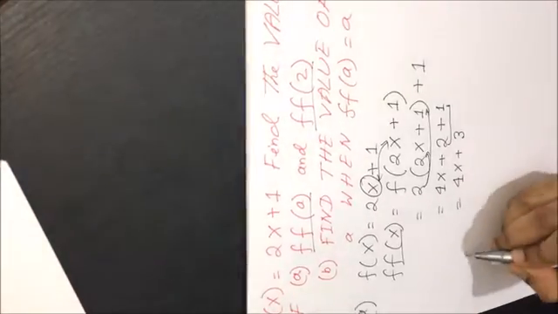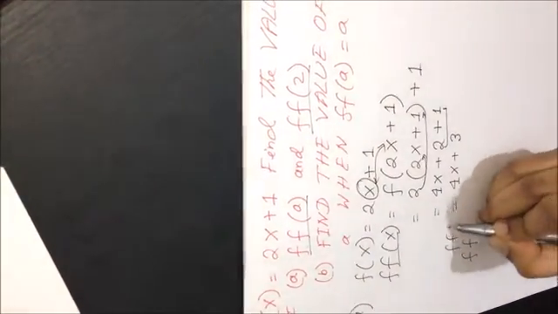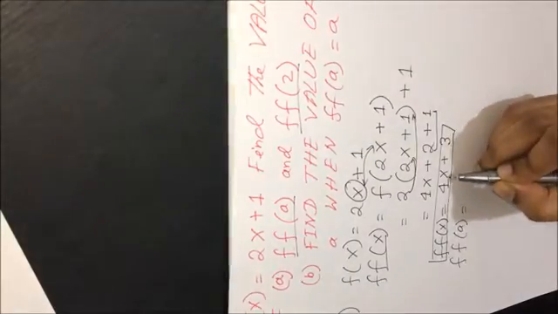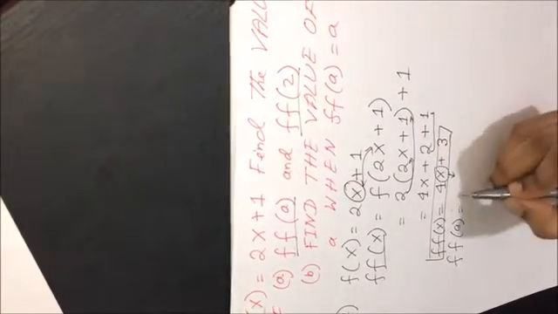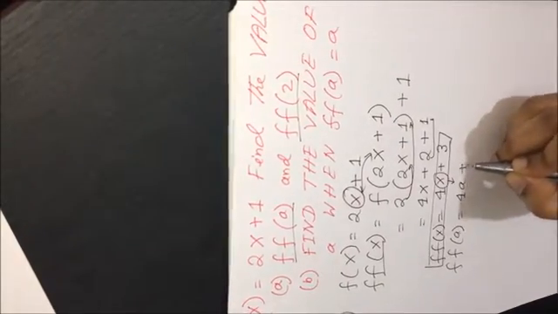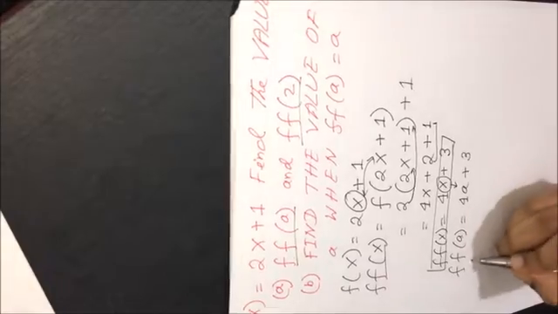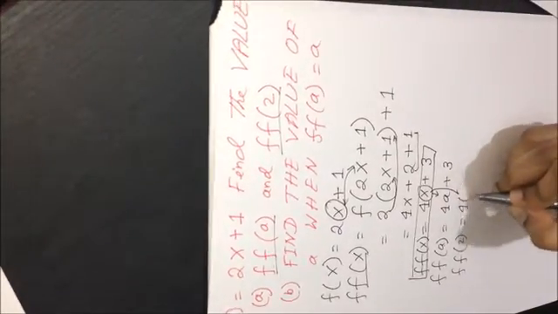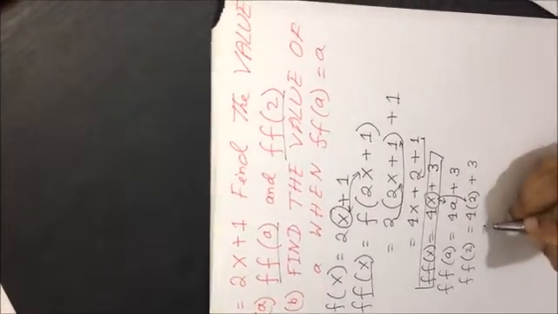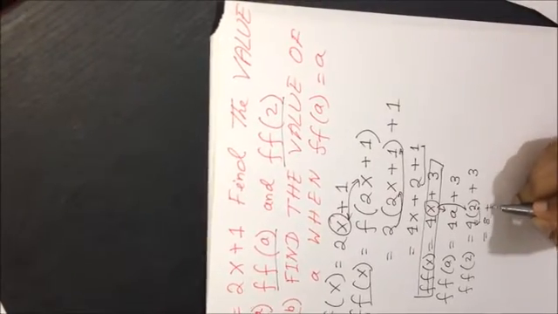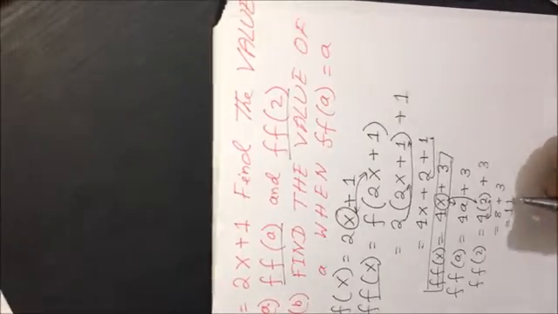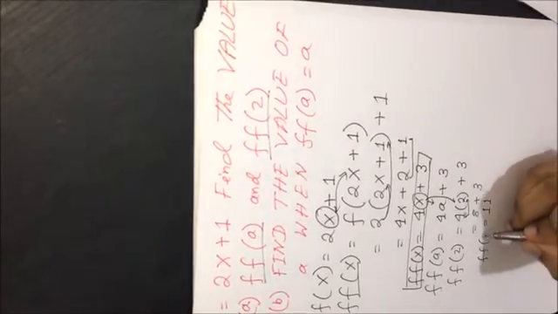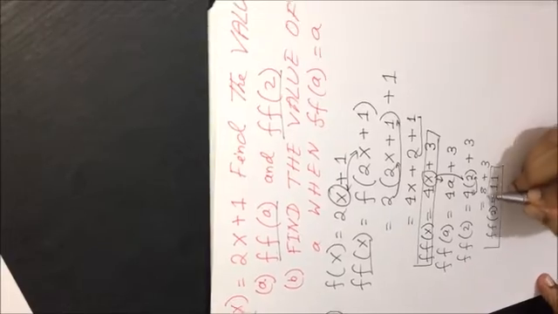Now this is the value of function x. So if I am going to find out function A, what I should do? I should replace this x by a. So the value of function A is 4a plus 3. In the same way, for function 2, I should replace this x by 2. So 4 times (2) plus 3. So 4 times 2 is 8, add with 3 is going to give me 11. Thus my first part is completed. So function A is 4a plus 3 and function 2 is 11. This is my final answer.